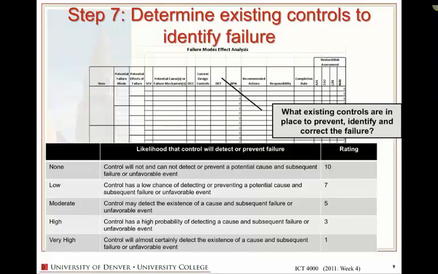If there's a low chance that the control will detect a failure, you give that a 7. Moderate, you give it a 5, and this is where it may detect the existence of a cause and subsequent failure or unfavorable event. If the controls that are in place are highly likely to detect the failure, you give it a 3. And of course, if it's very high, which means it's almost certainly going to detect the existence of a failure, then you give it a 1.